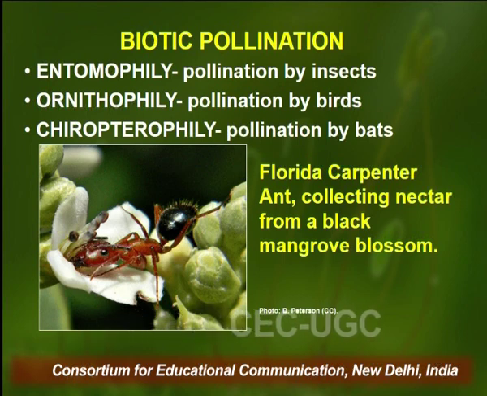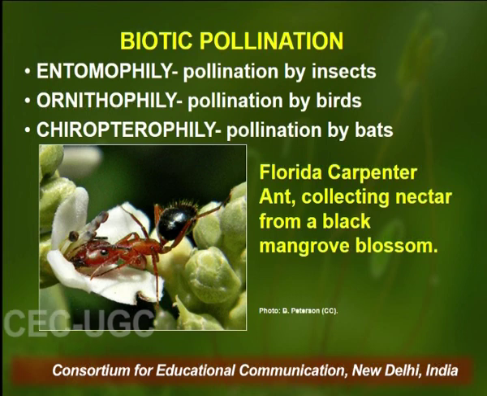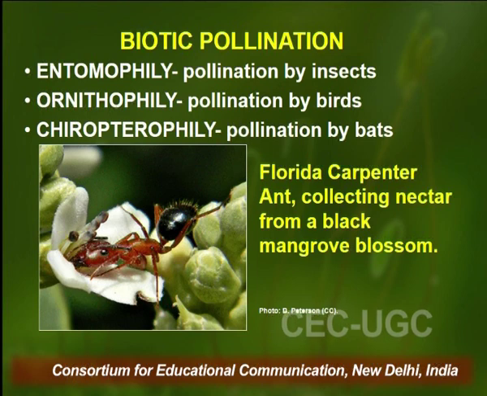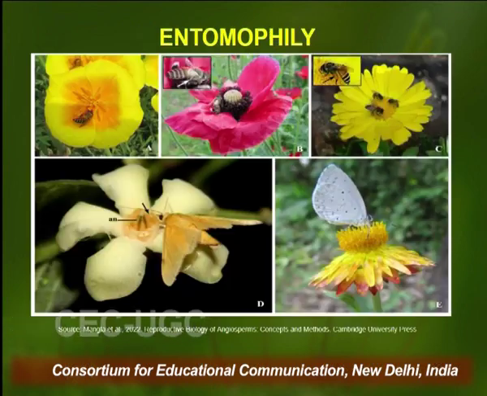Ornithophily is pollination by birds. Chiropterophily is pollination by bats. Now this is a very rare picture where you can see a Florida carpenter ant which is collecting nectar from a black mangrove flower. This is a collection of some pictures showing different types of biotic agents which are involved in pollination. You can see moths, butterflies, bees, beetles, etc.